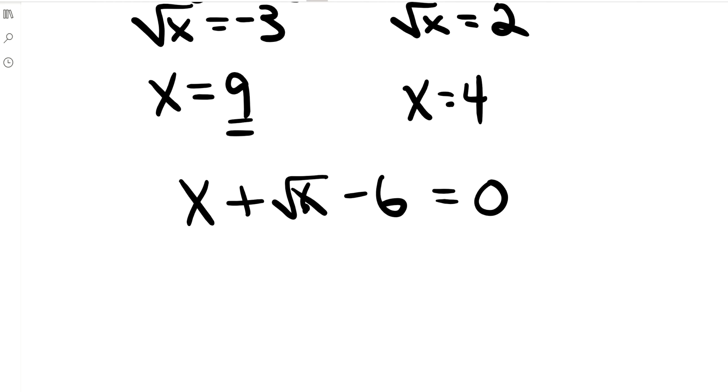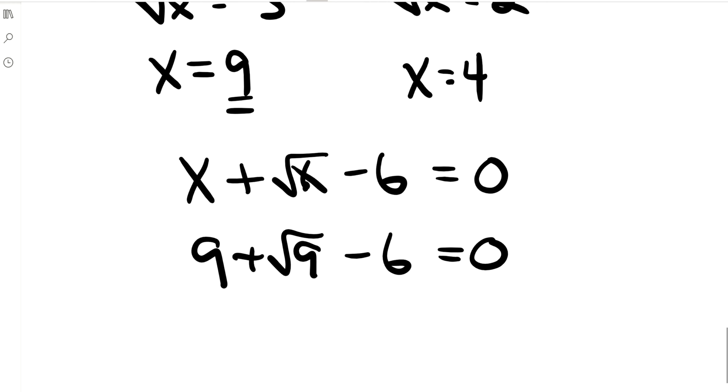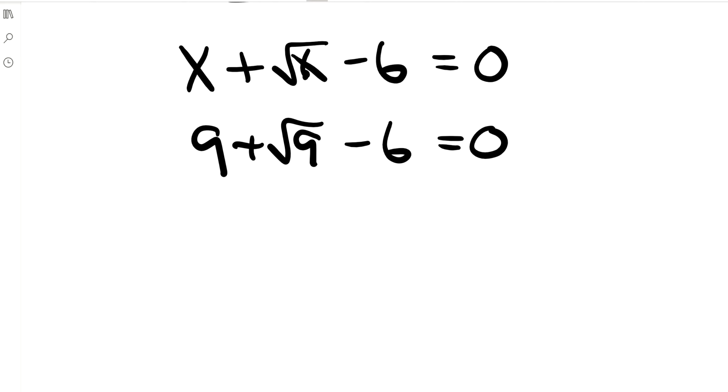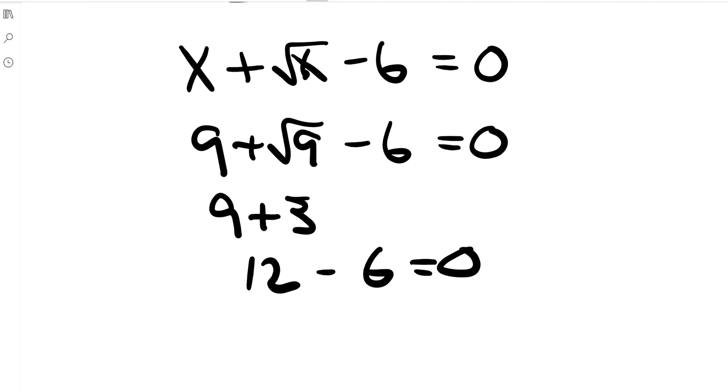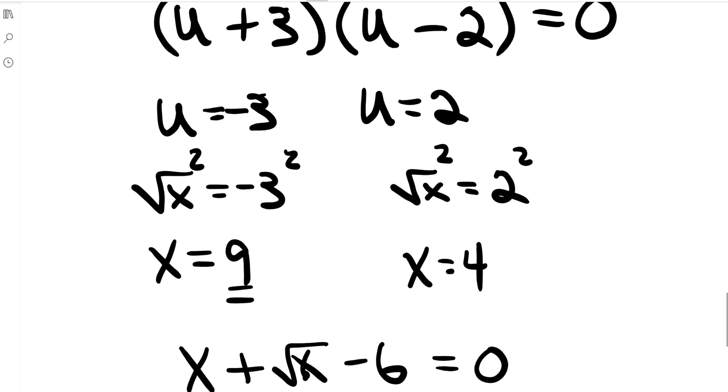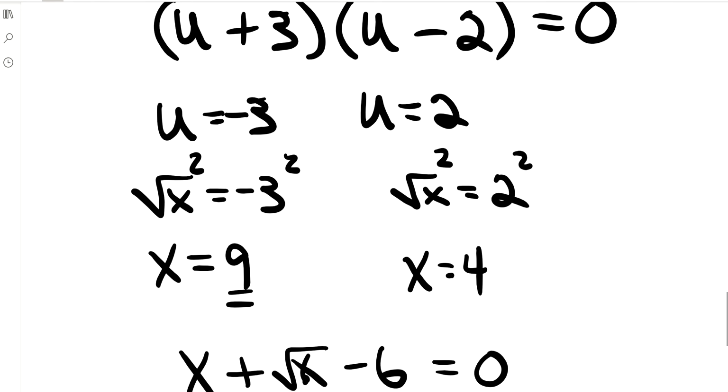So if I plug in 9 here, I'll have 9 plus the square root of 9 minus 6, that equals 0. And I don't think it's going to happen here. I got 9 plus the square root of 9 is 3. And that 9 plus 3 is 12, minus 6 equals 0. Well, that's false. So 9 is not an answer. Come back up here, and whoop, this is not true.